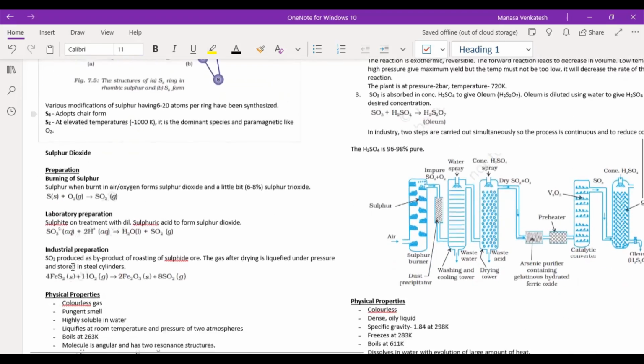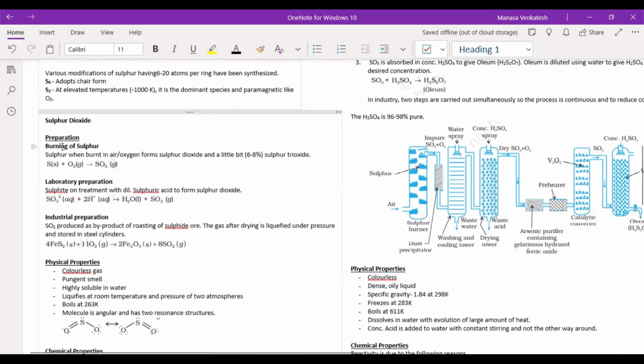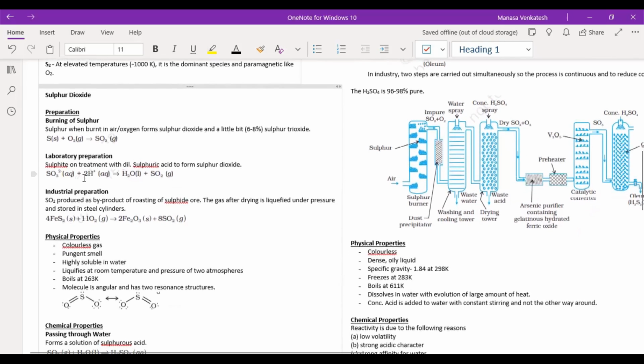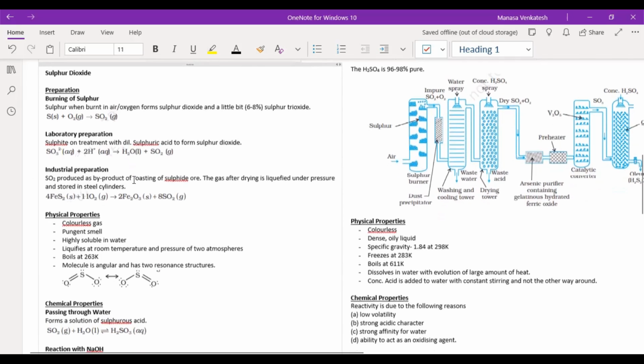So let's start with sulfur dioxide. For the preparation method, sulfur is burnt in air, so sulfur in the presence of air gives rise to sulfur dioxide. The next one is the laboratory preparation. You have sulfite being treated with dilute sulfuric acid. That's 2H plus, which implies that the dilute sulfuric acid gave up the H plus ions, and this leads to the formation of sulfur dioxide.